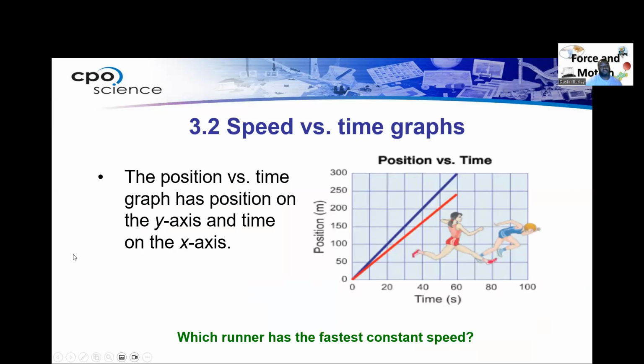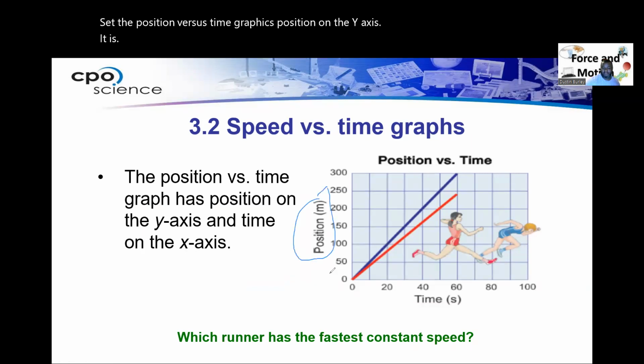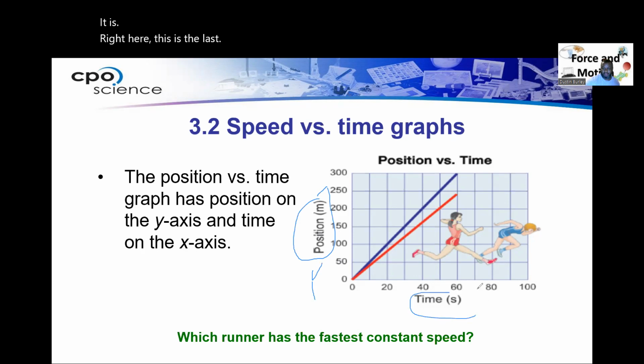So the position versus time graph has position on the y-axis, which is right here. This is the y-axis. And the time is on the x-axis.